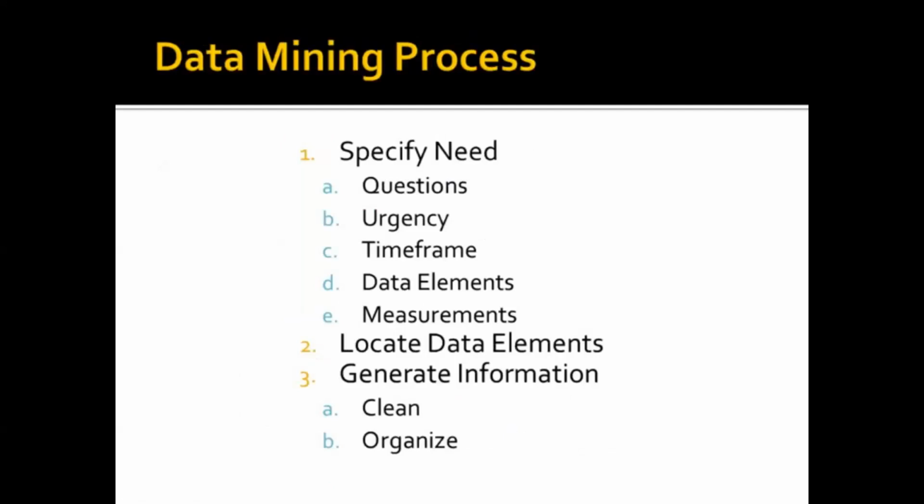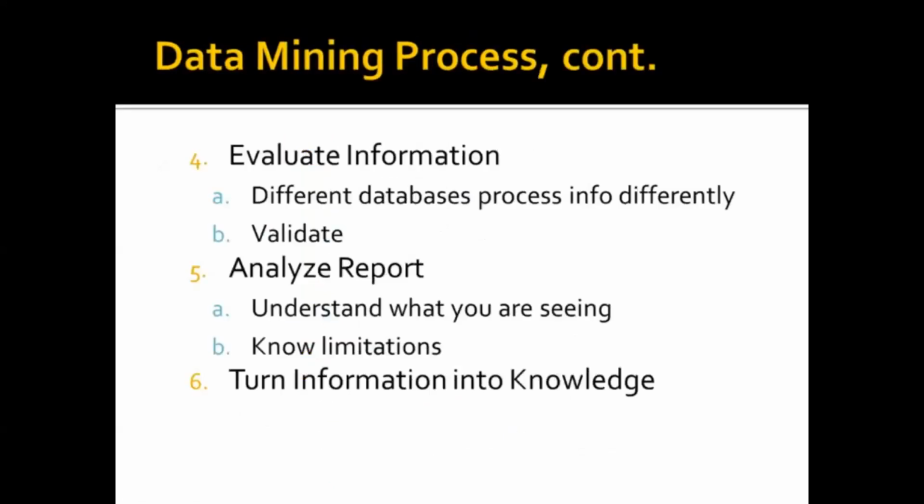Step 3 is to generate information. There are a few substeps to this that you should already be familiar with. Once you've downloaded your data, you will need to clean and organize it. Once this is done, you can use tools such as Pyramid and Excel to help you create information from your data. Step 4 in the process is to evaluate the information. You will need to look at your data to make certain that you have the correct data elements and that it will fit the required time frame.